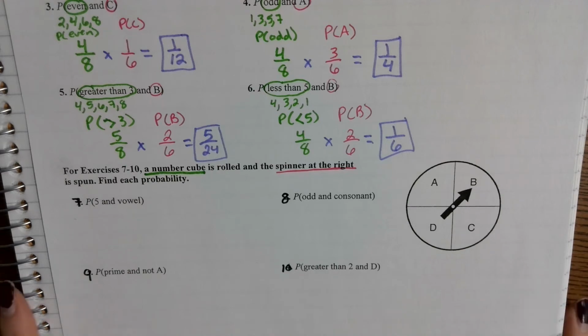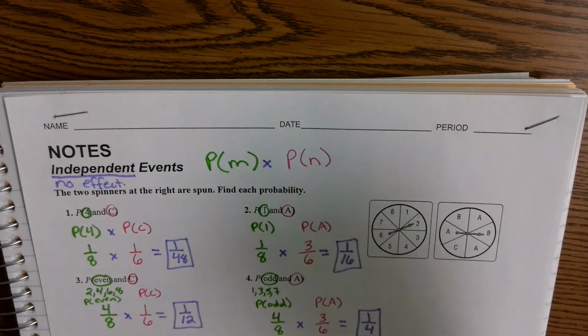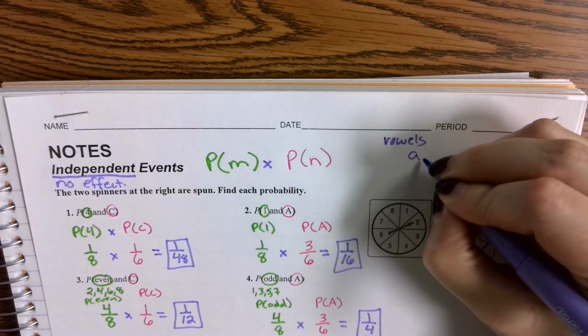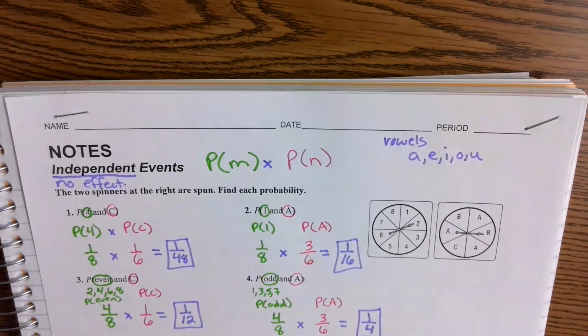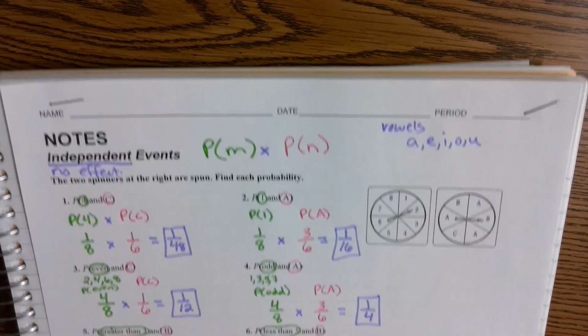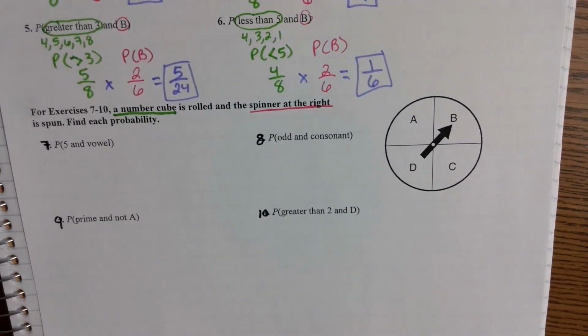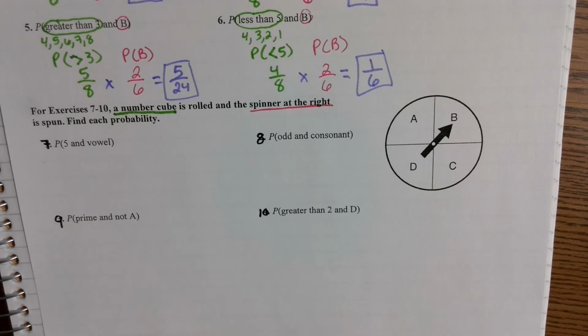Just as a reminder, if you need it up at the top, what are vowels? A, E, I, O, U. So vowels are A, E, I, O, U. Consonants are everything else. Those are the letters that are called vowels. Consonants are everything else. So in the language alphabet, A through Z, the letters A, E, I, O, U are vowels. The rest of the letters are called consonants.